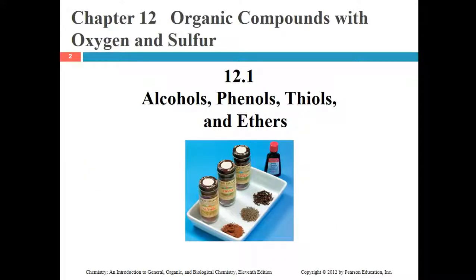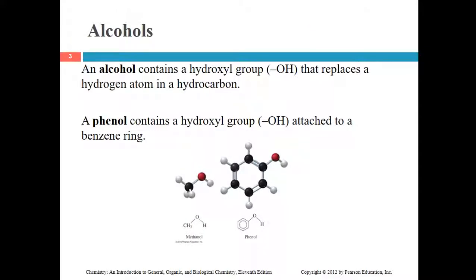So in 12.1, we'll learn a little bit more about alcohols, phenols, thiols, and ethers. An alcohol contains the hydroxyl group, the OH, which replaces a hydrogen atom in a hydrocarbon. So if you look down here at methanol, here's our methane, which would be CH4, but this says CH3, yes, because it's CH3, and then we have the OH, so it's methanol. Now, a phenol contains a hydroxyl group, the OH, but it's attached to the benzene ring. Notice it's a figure down here.